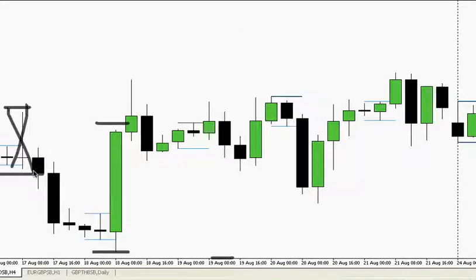This short would have stopped out, and then here's the high of the week. So here would have been your short, and then you'd hold that, and that would have gone all the way through to the end of the week. So you would have carried that hedge through into the end of the next week.